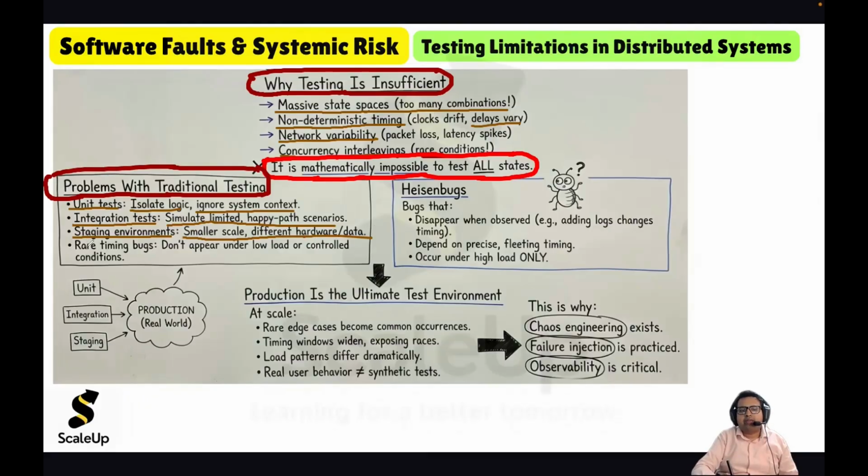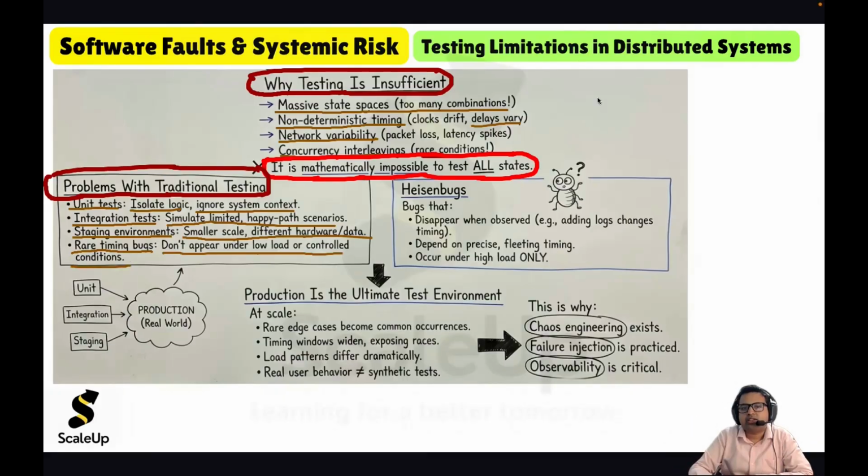And rare timing bugs. See, there are certain bugs which will only appear when a queue reaches 1 million items or a table hits 1 billion rows. And we rarely simulate this in staging because it is too expensive or slow. So rare timing bugs, they don't appear under low load or controlled conditions. They will appear only in the wild conditions, only in the production environment.